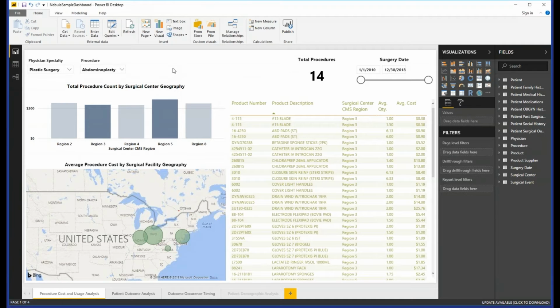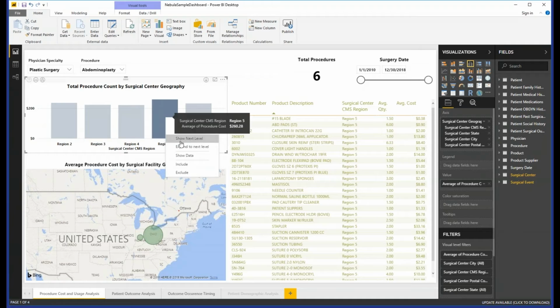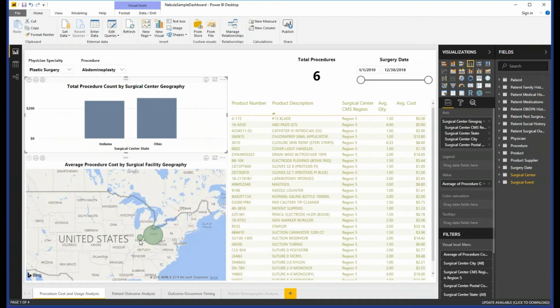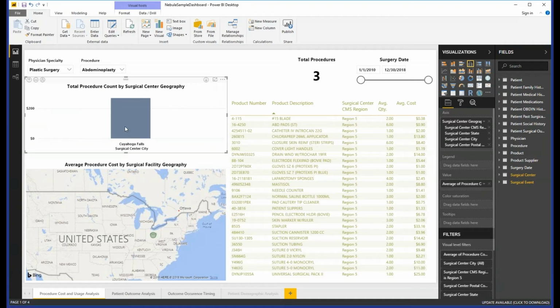The other thing I can do here is, if I click on a region, I can drill down and look at the information by state, and I can drill down even further and look by city. So I could tell you exactly what the average cost for a procedure is in Cuyahoga Falls, Ohio, $269.44. So very interesting information that the facilities would like to have in order to benchmark themselves and ensure that they're not only running as efficiently as possible, but also understanding the different types of products that are being used in similar procedures.